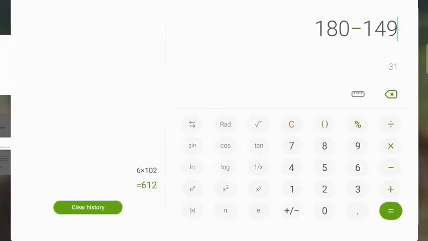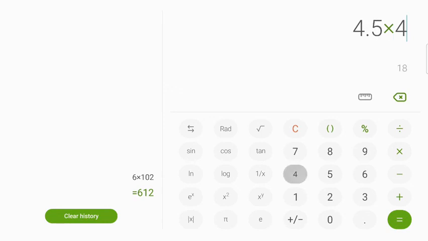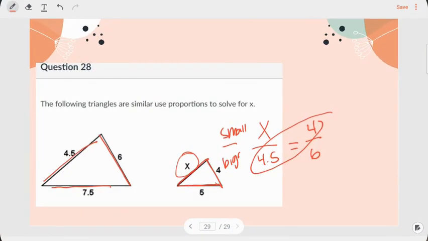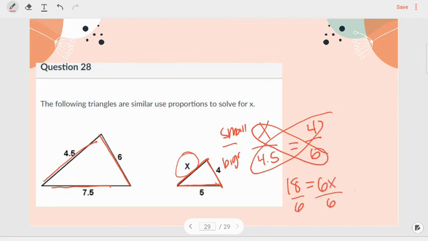4.5 times 4 is 18 equals, cross multiply the other way, 6x. I'm going to divide by 6 and I get x is equal to 3. So I solved my proportion for x.